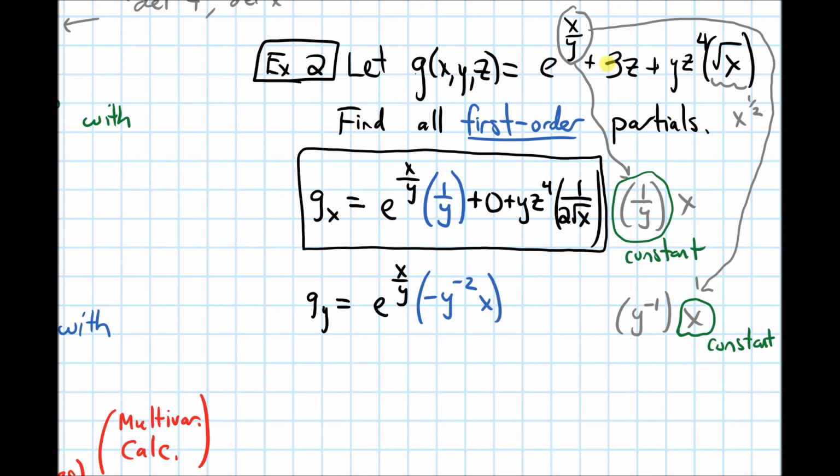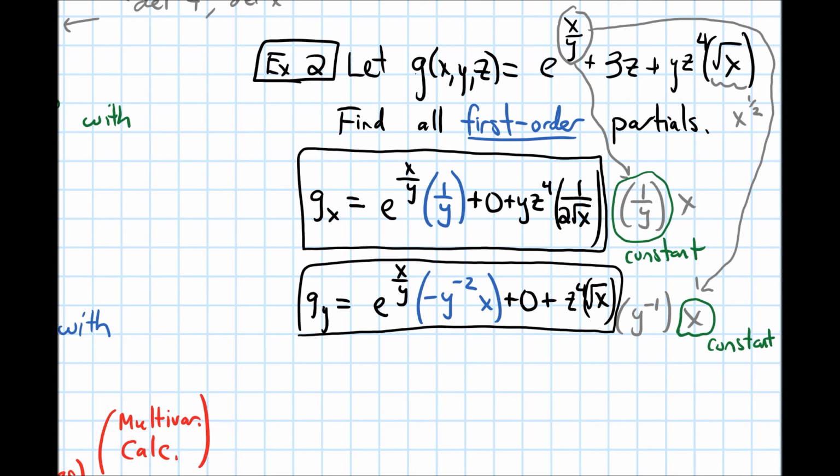And now 3z gets treated as a constant, so that derivative is going to be 0. And then for the last term, the z to the 4th root x gets treated as a constant, and the derivative of y is going to be 1. So we'll get plus 1 times z to the 4th root x. So I just need to write z to the 4th root x. Okay, so that's my partial with respect to y.